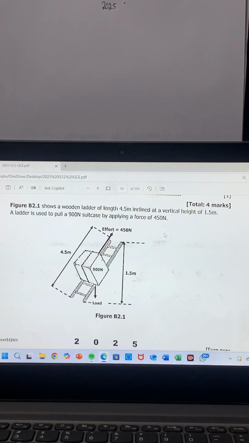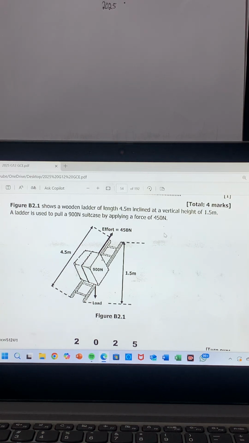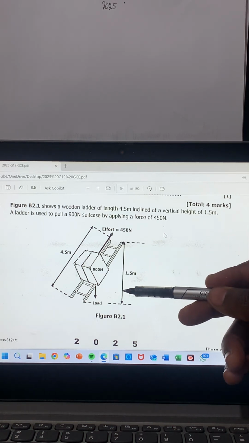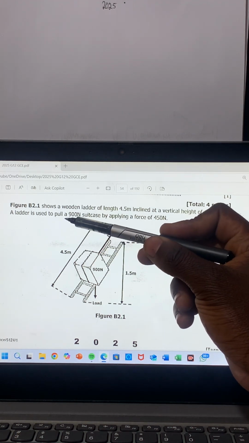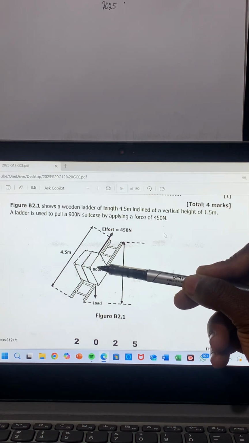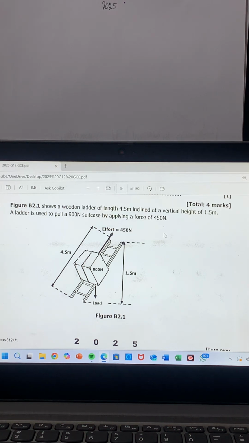Okay, so what was this question all about? The question was saying figure B2.1 shows a wooden ladder of length 4.5 inclined at a vertical height of 1.5. A ladder is used to pull a 900 Newton suitcase by applying a force of 450 Newtons.